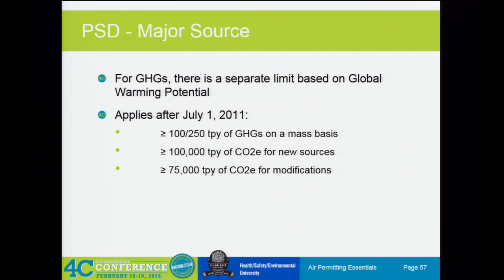So one thing to note, there is a very, very rare instance that you might actually fall above the 100,000 or 75,000 tons per year CO2 equivalent and still be under the 100 and 250 tons per year on a mass basis. So the mass basis is your individual greenhouse gas pollutants, and the CO2 equivalent is the mass basis multiplied by their global warming potential. There's a few chemicals out there in one-off industries that if you multiply your tons on a mass basis by its global warming potential, you'll actually be above the 100,000 tons per year, but still under that limit. So kind of just a one-off fact about your greenhouse gases.